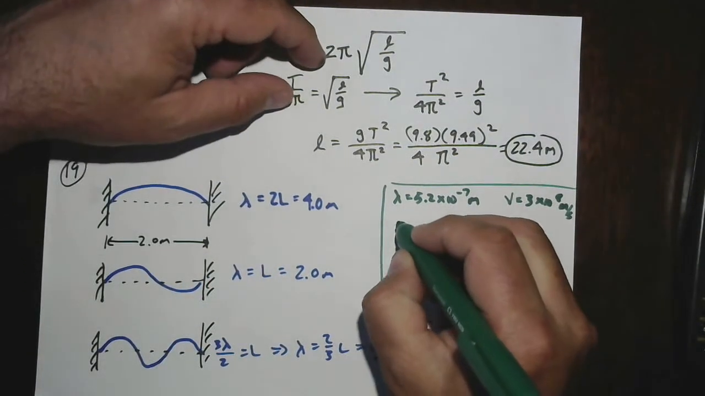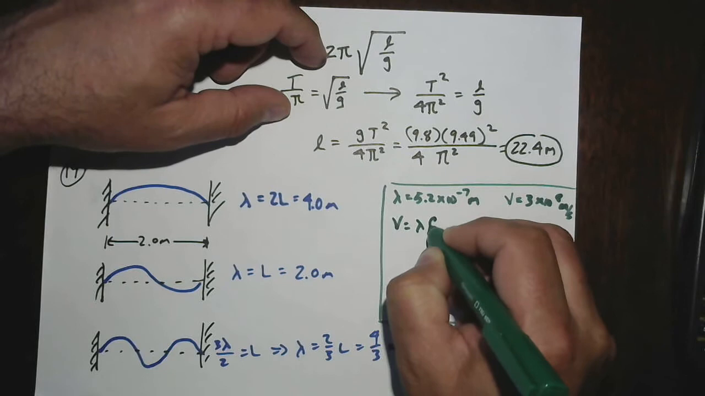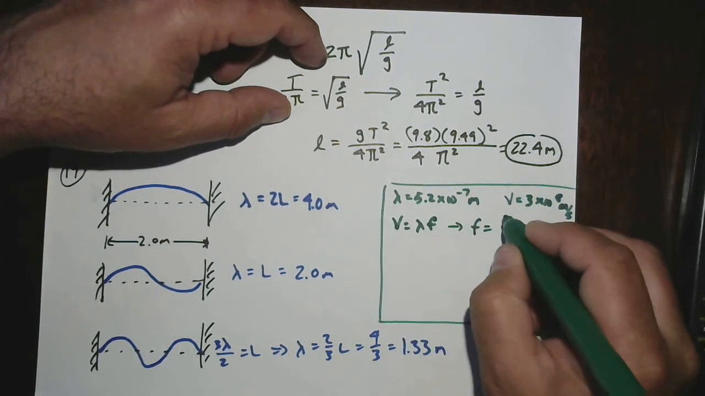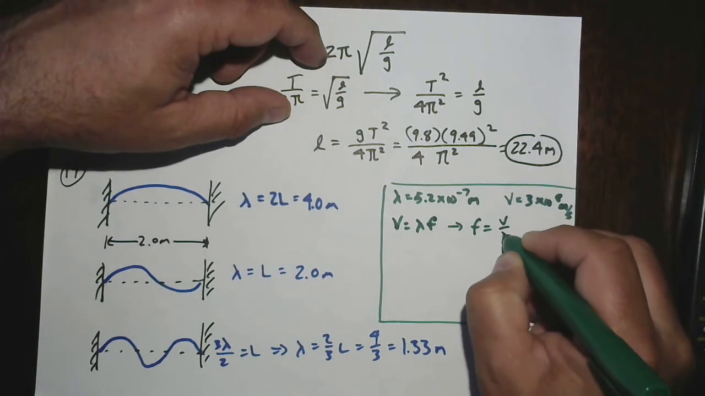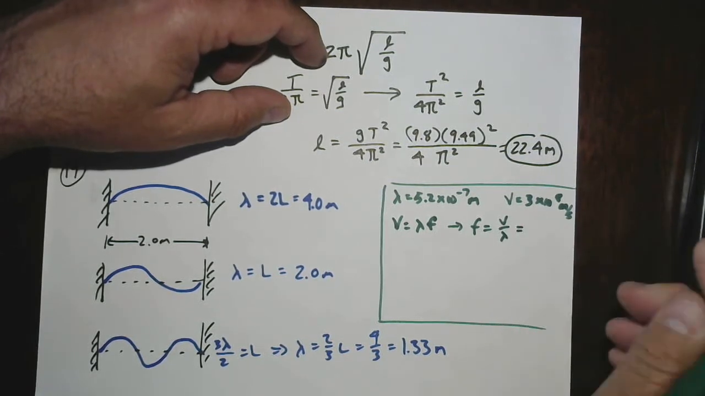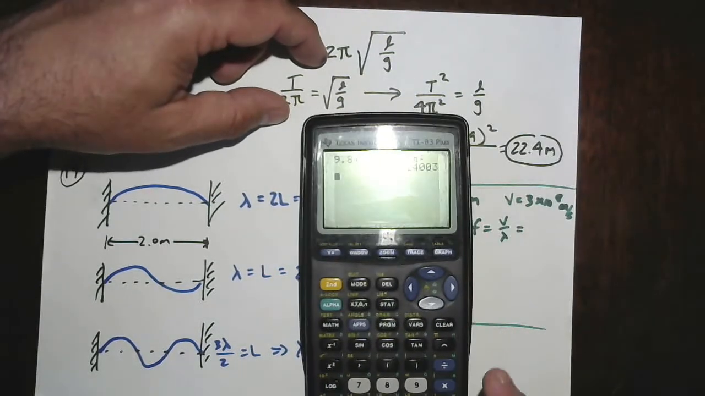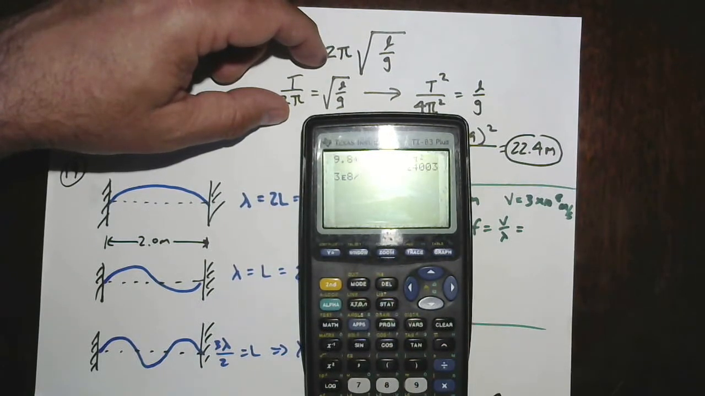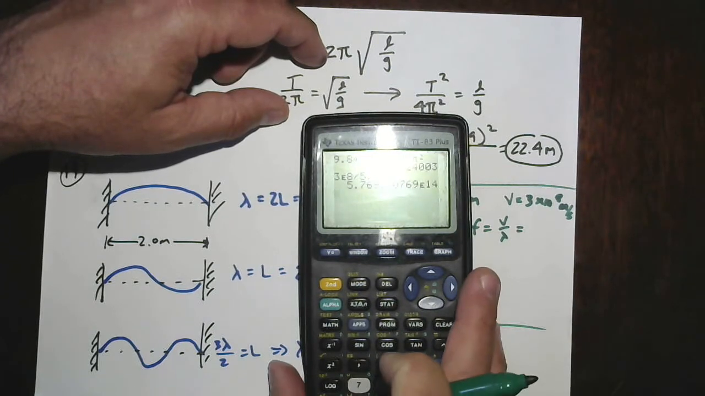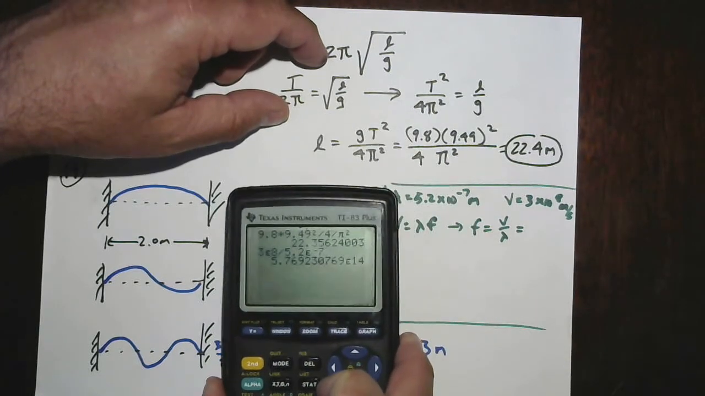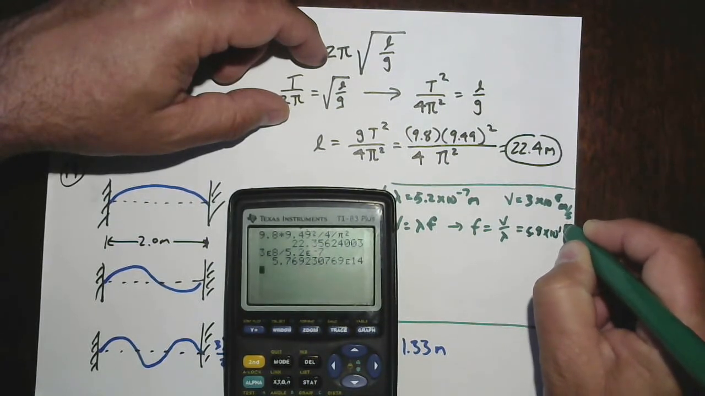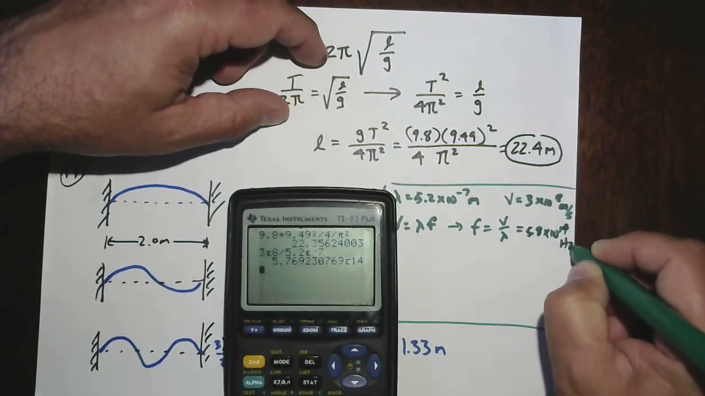Well, the frequency is pretty easy because we take the wave equation and we just monkey it around so that we get that frequency equals V over lambda. So we're going to go ahead and take 3 times 10 to the 8 and divide it by 5.2 times 10 to the minus 7, and we get 5.8 times 10 to the 14. And that's going to be in hertz.